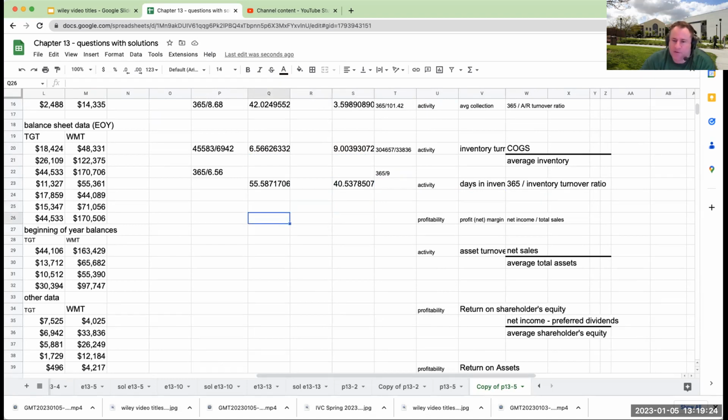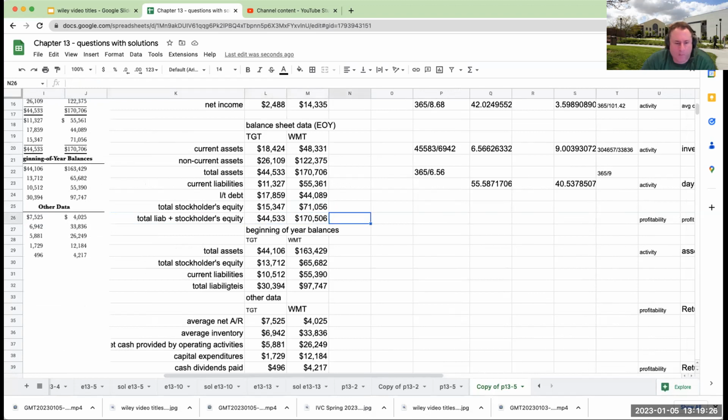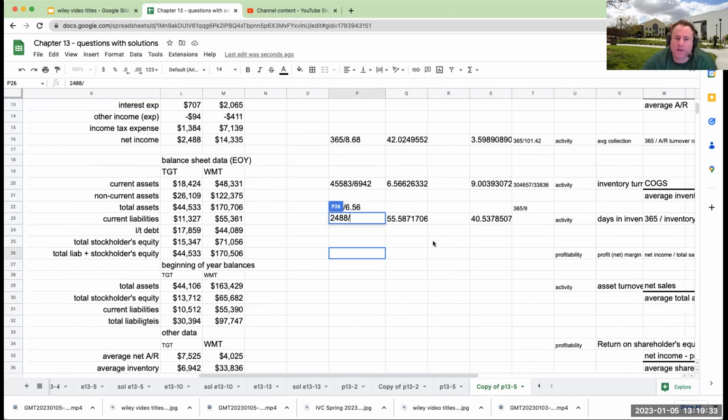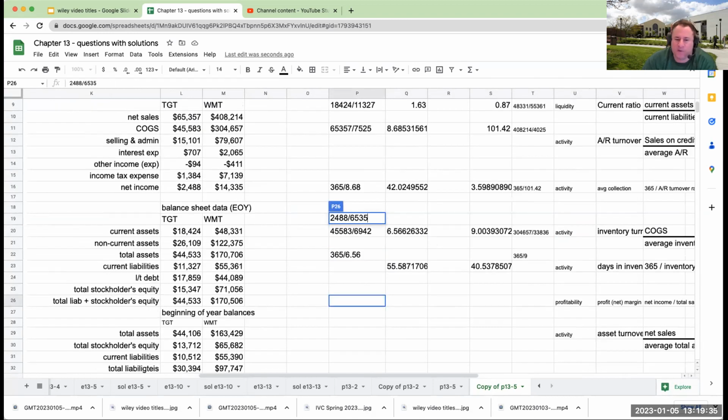Profitability. Okay, so this is going to be my net margin. What is my profitability going to be? This is going to be 2488, which is for Target, divided by my total sales of 65,357. Over here, this is going to be 14,335 divided by 408,214. So again, my net margin or my profitability margin right over here is going to be 3% for Target. And it's probably going to be even less for Walmart or right around the same amount.